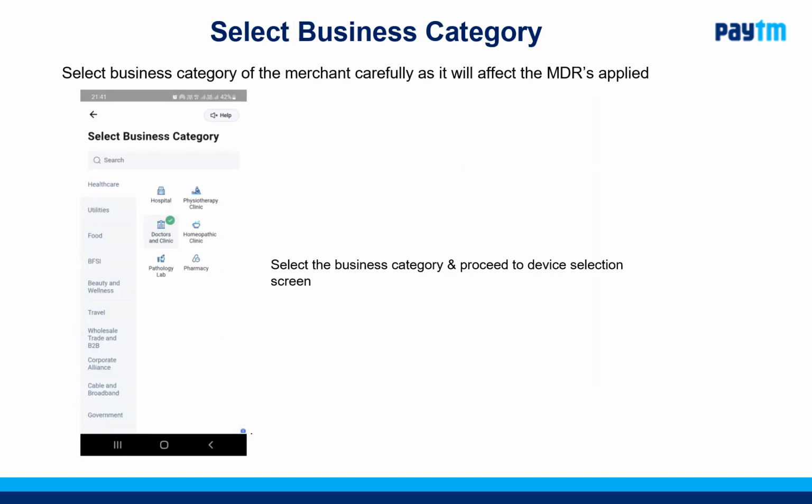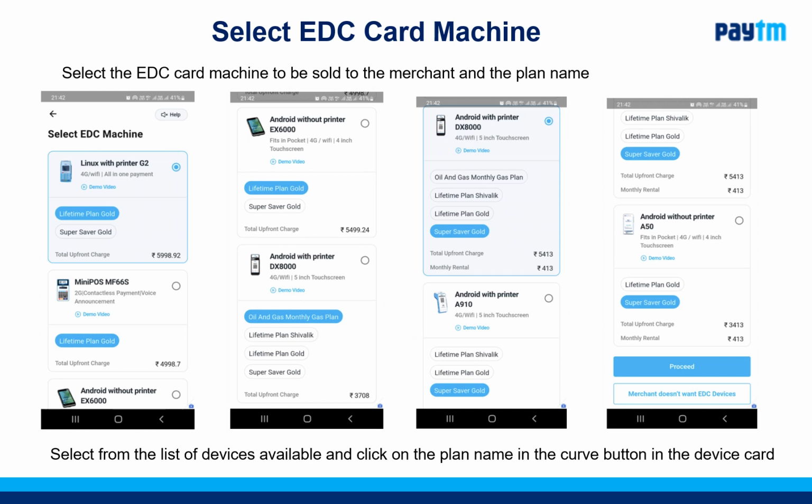Selection of the business category should be done very carefully, since this selection will be verified along with the GST certificate which was uploaded before, and also the MDR charges would differ depending upon the category. The next one is to select the EDC card machine. Upon the merchant request, ensure that you select the right device with the right plan name. Double check once again and ensure that you are selecting the right one and proceed.